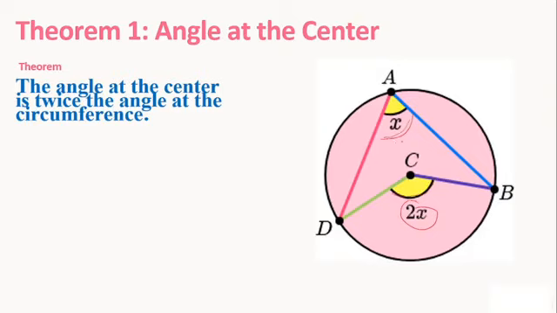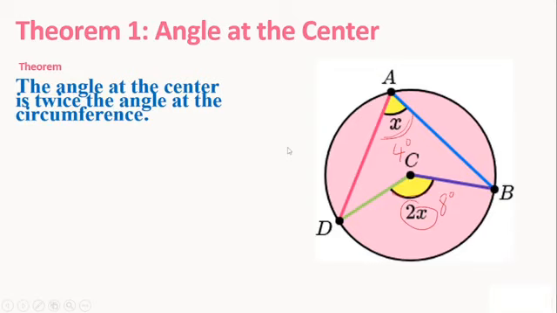So an example is that if on the circumference we have, let's say, 40 degrees, okay, at the center you are going to have 80 degrees, because we are saying the angle on the center is 2 times bigger than the angle on the circumference. So I hope this property is clear.